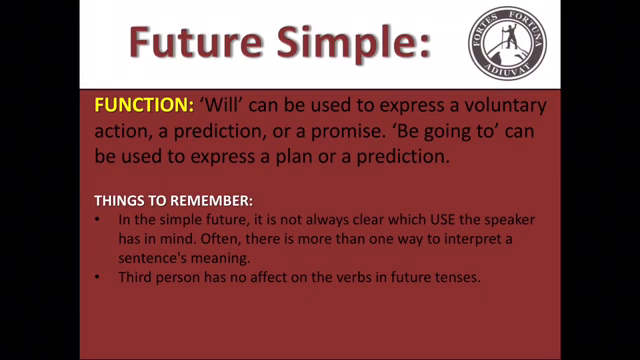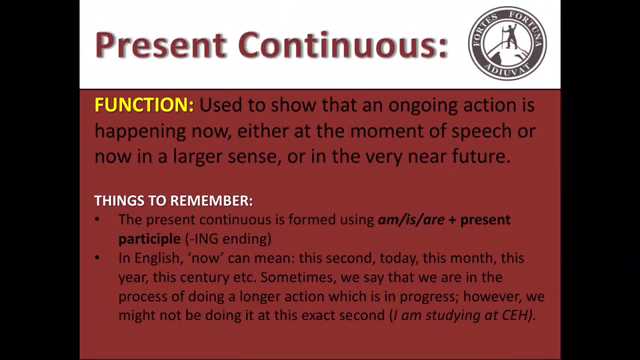Let's move on to continuous tenses, and we'll start with present continuous. Present continuous is used to show that an ongoing action is happening now, either at the moment of speech or now in a larger sense. It can also be used to talk about the very near future. Things to remember about this tense. The present continuous is formed using the verb to be, am, is, or are, plus the present participle, which is the ing ending. In English, now can mean this second, today, this month, this year, this century, etc.